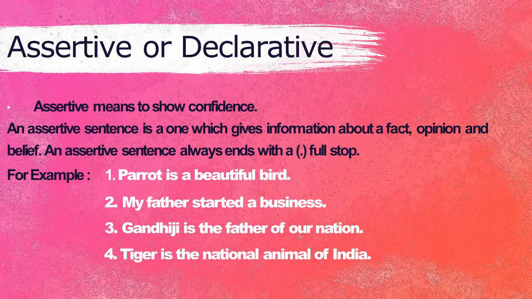My father started a business. Gandhiji is the father of our nation. Tiger is the national animal of India. In all these cases, the sentences start with a capital letter and end with a full stop. So once more, assertive means a kind of statement. It shows confidence. It shows fact, opinion or belief. Such sentences are called assertive sentences. They start with a capital letter and end with a full stop.